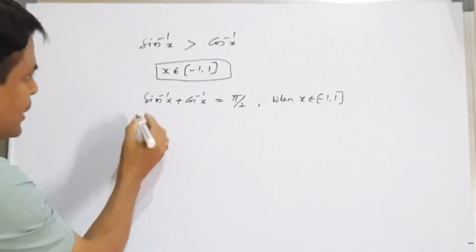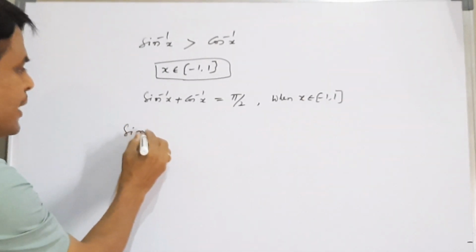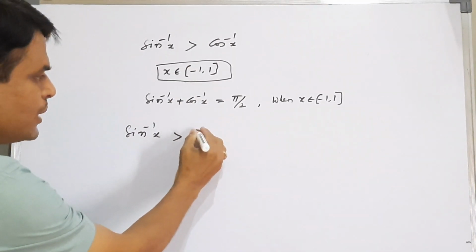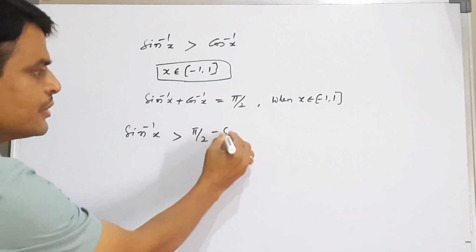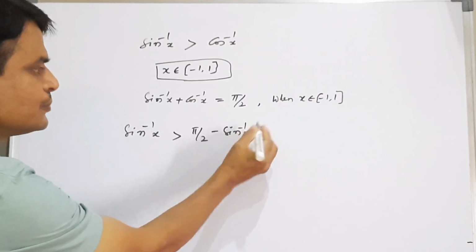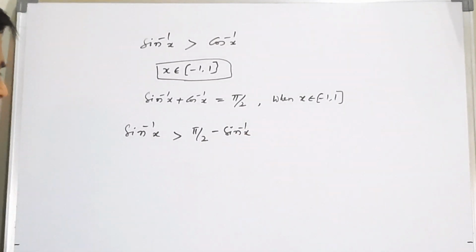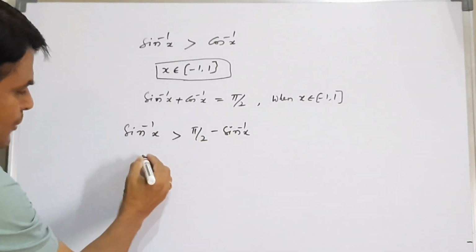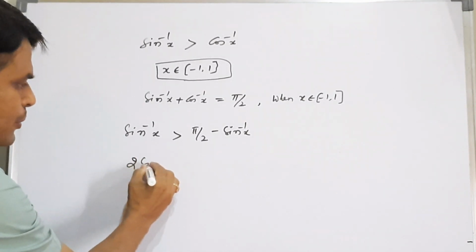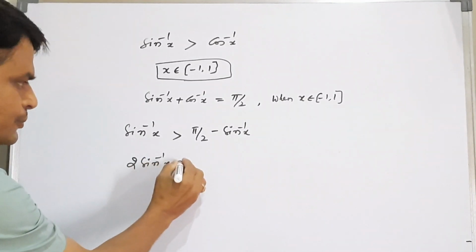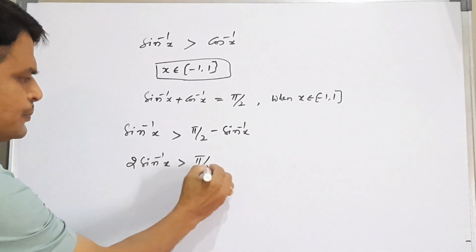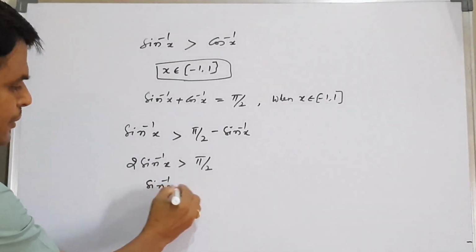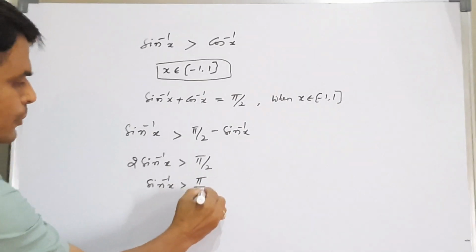So for that, what we are doing is, sin inverse x, that inequality I am taking here, is greater than cos inverse x, that I can replace with pi by 2 minus sin inverse x from the above identity. Now bringing sin inverse x from the left side to the right side, we will be getting 2 sin inverse x is greater than pi by 2. So from here I can conclude that sin inverse x is greater than pi by 4.